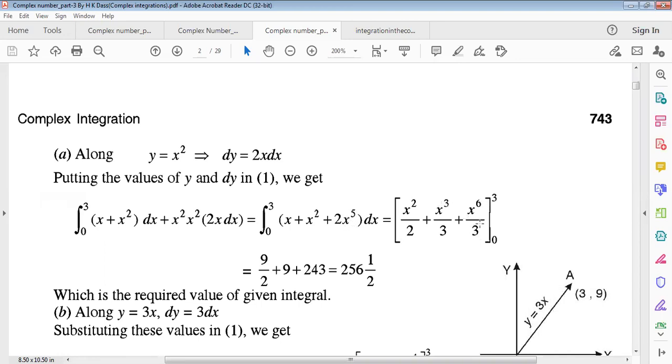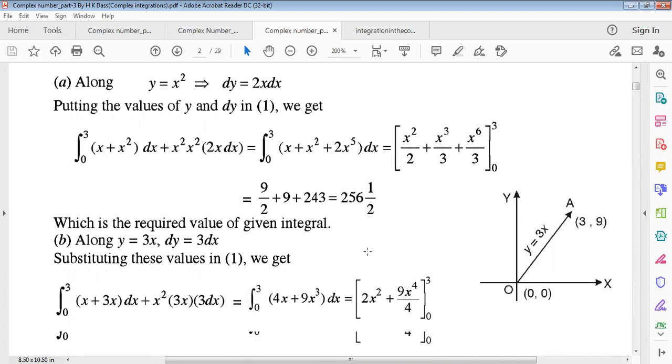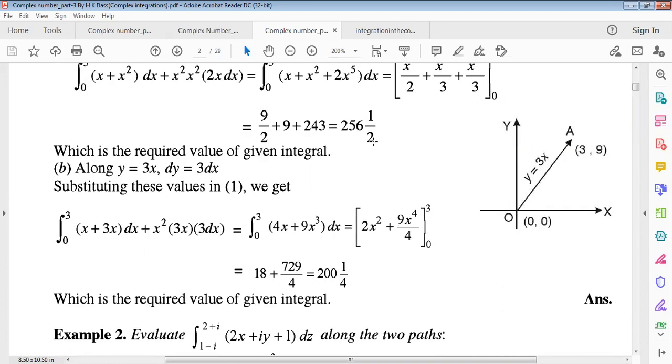X to the 6 plus 6. Okay, but 6 and 2 will be cut and will give 3. So just putting the upper limit in place of x, then minus putting the 0 lower limit, we get these values. Very easy. Yes, sir. Which is the required value of the integral.